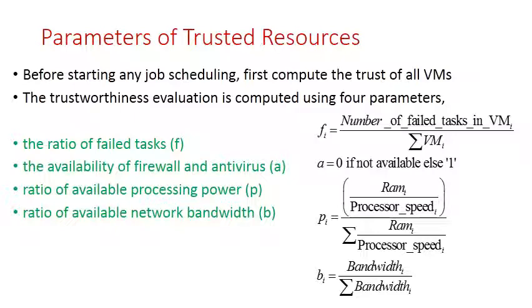The next parameter is availability of firewall and antivirus. If the firewall and antivirus is available, 1 is assigned to A, otherwise 0 will be assigned. And next one is the ratio of available processing power. This is computed using a particular RAM's speed divided by total RAM's speed. And next one is available network bandwidth. Here the available bandwidth is divided by total bandwidth. The metric for this bandwidth is B.